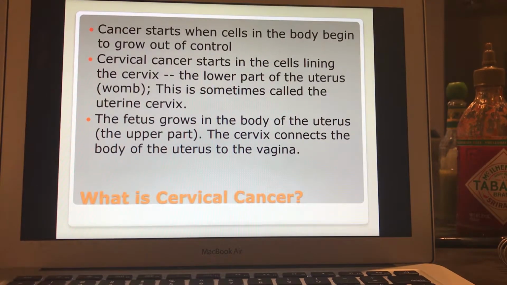So what is cervical cancer? It is a cancer that starts when cells in the body begin to grow out of control. Cervical cancer starts in the cells lining the cervix, which is the lower part of the uterus known as the womb. This is sometimes called the uterine cervix. The fetus grows on the body of the uterus, which is the upper part, and the cervix connects the body of the uterus to the vagina.